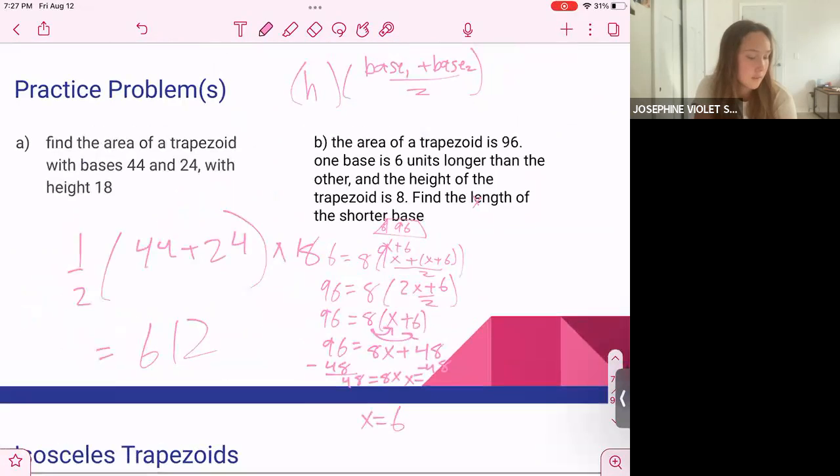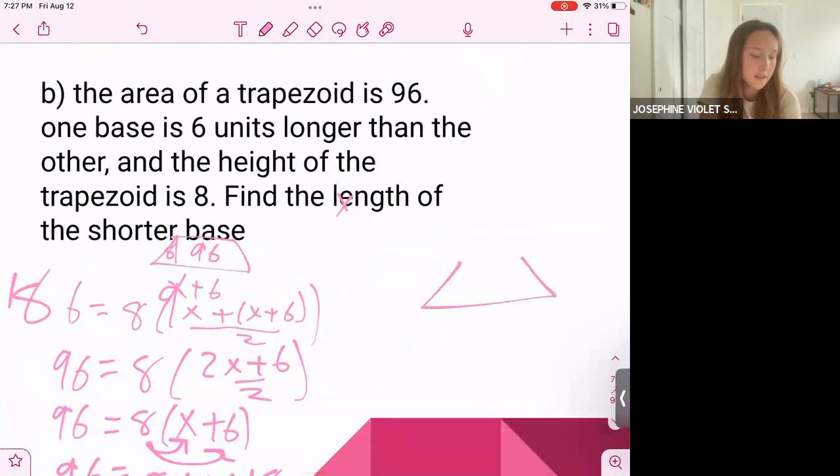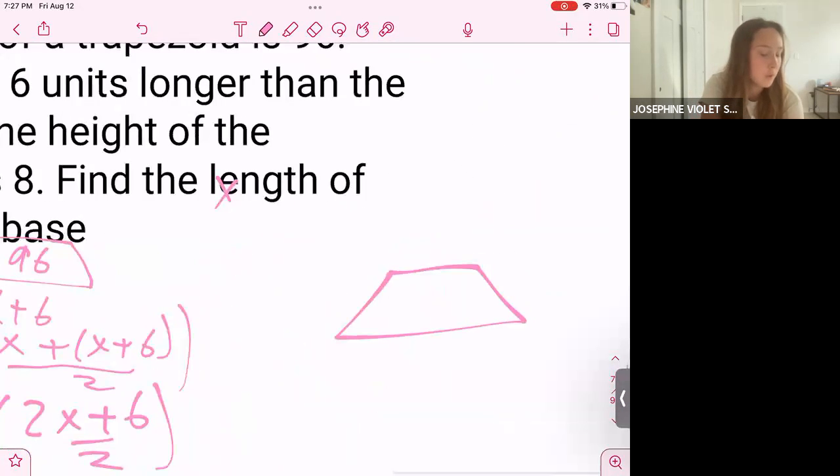Okay. So basically we're looking at a trapezoid with one base of length 6 and one base of length 6 plus 6, which is equal to 12, and then a height of 8.